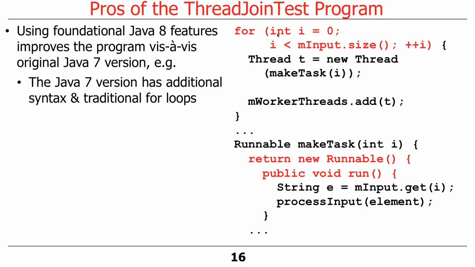Notice how, back in the original example, we used the classic for loop: for i equals 0, i less than the number of strings to search. We make ourselves a new task, passing in the value of i, and so on. Here's the makeTask method. We make a new Runnable using the somewhat verbose inner class syntax, which has new Runnable, public void run, and so on. So that's kind of what it looked like before, and this is more hard-coded than what we had before.